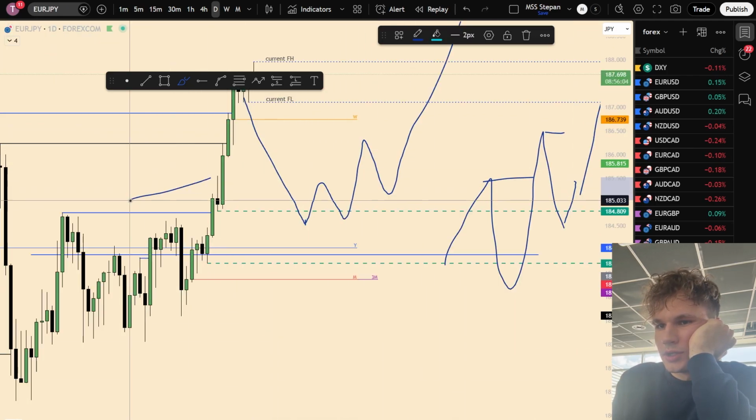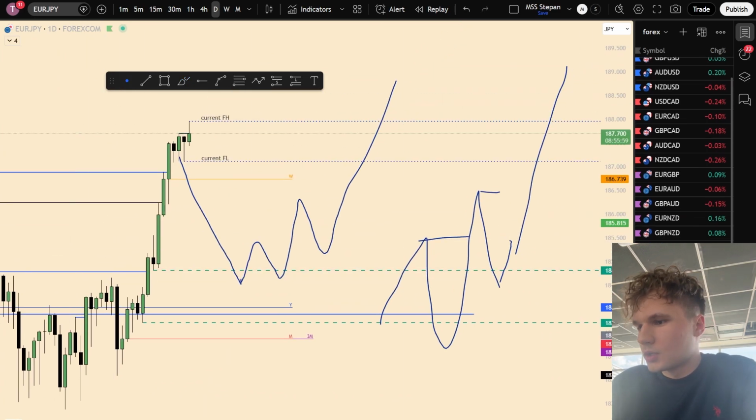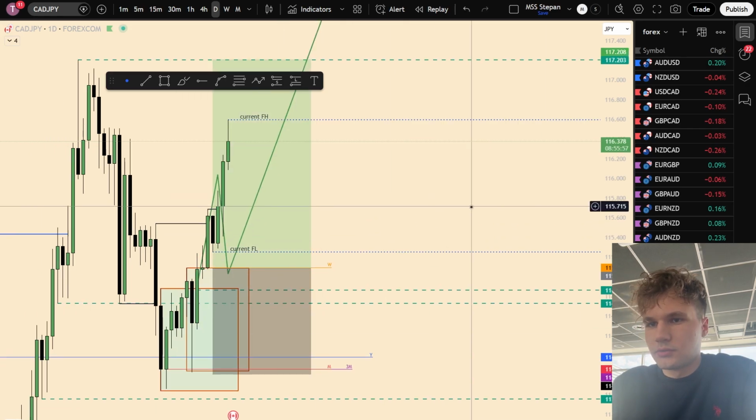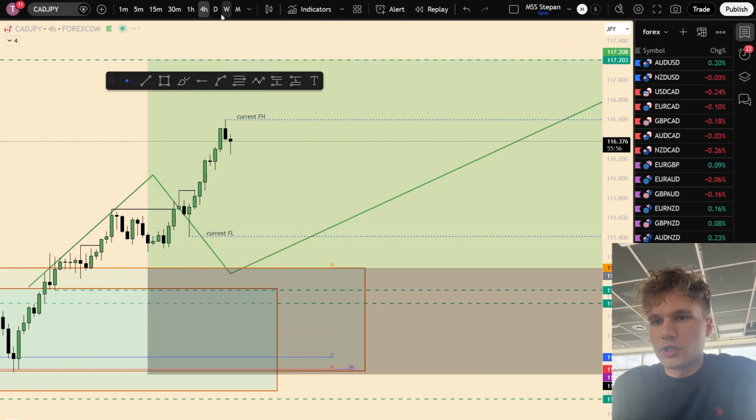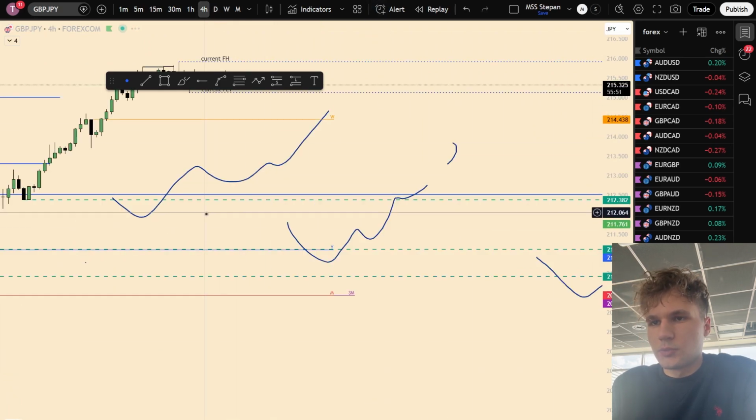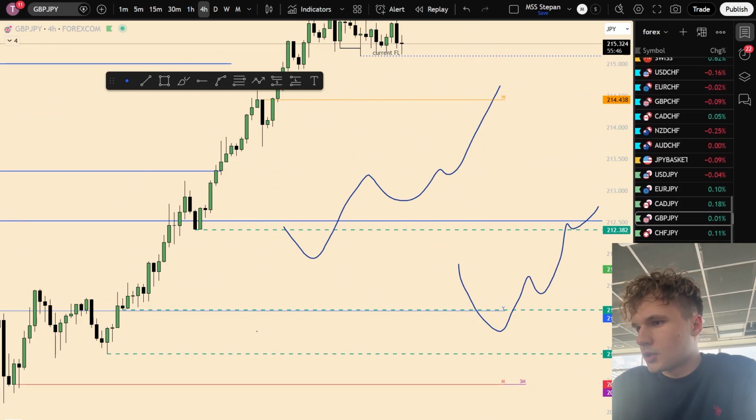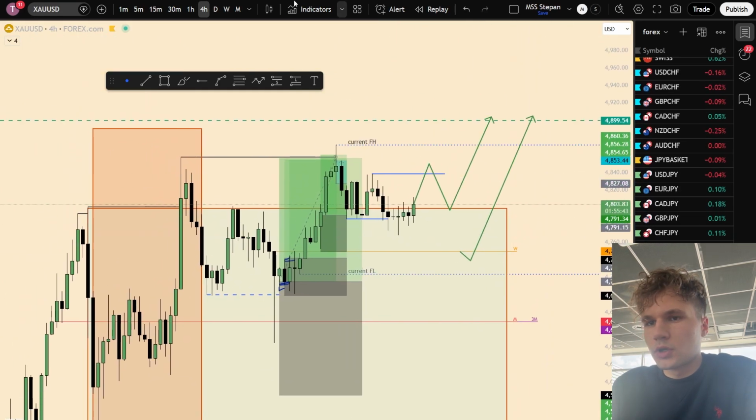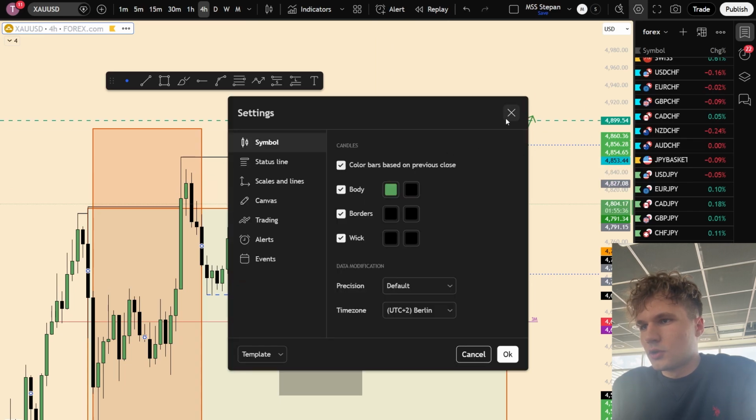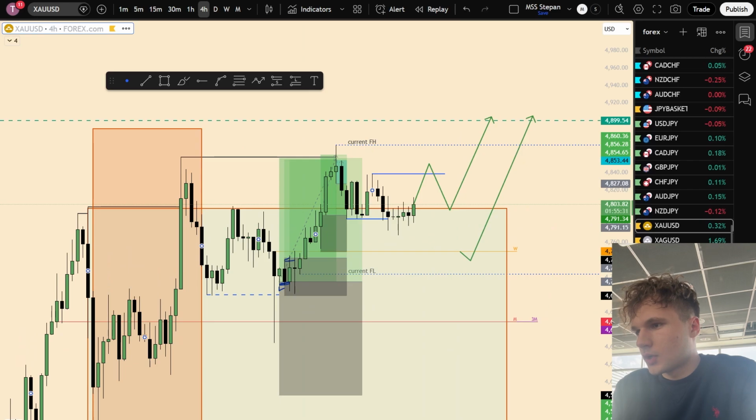Euro yen, liquidate the lows and then trade it up higher. Then CAD yen, just look for liquidations and trade it up higher. Then GBPJPY, look for liquidations and change of character and trade it up higher. Then XAU, look for this high to go and then to trade it up higher to see this change of character, or look for some more liquidity taken and then trade it up higher from there.